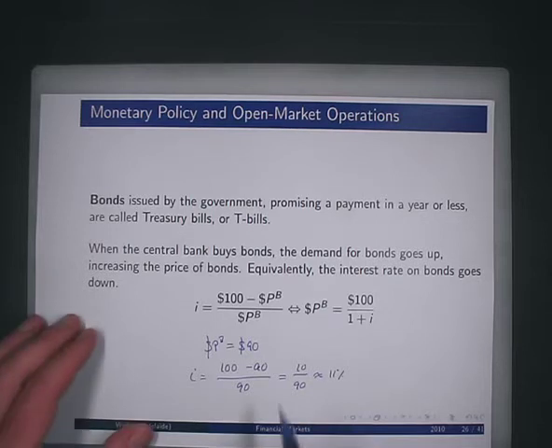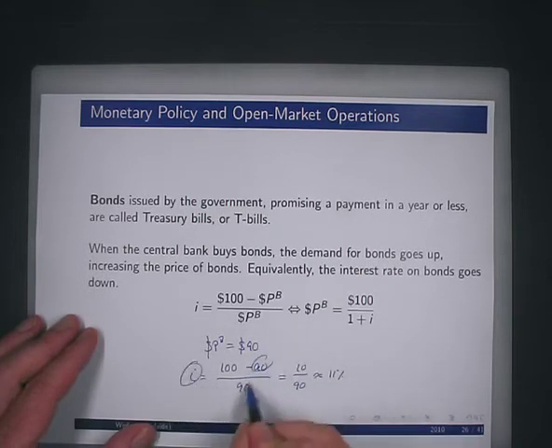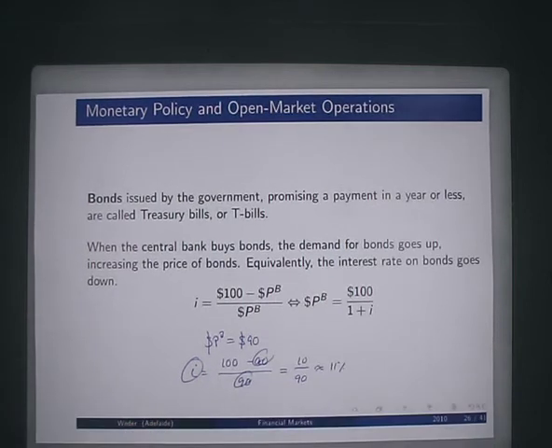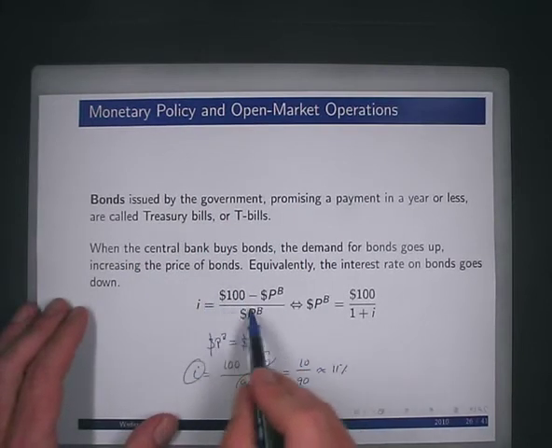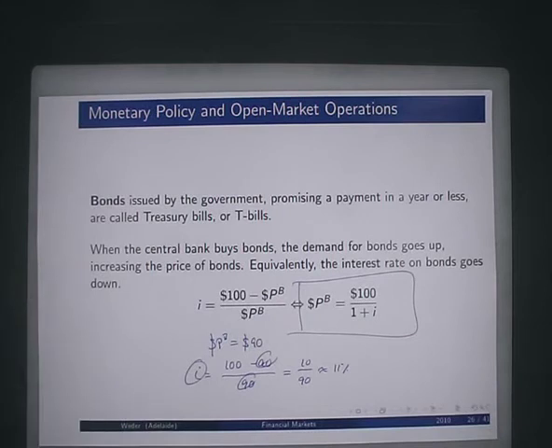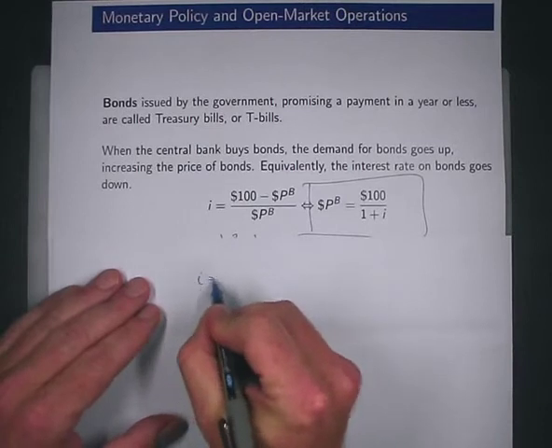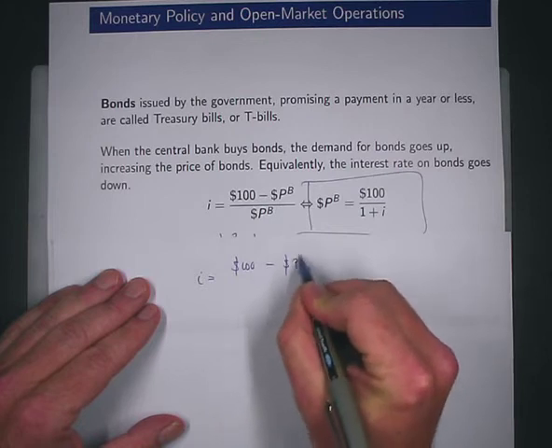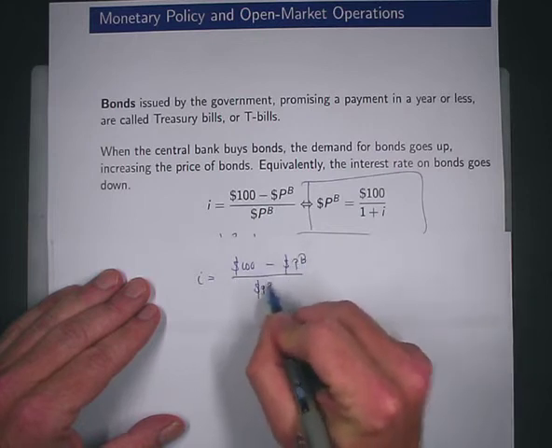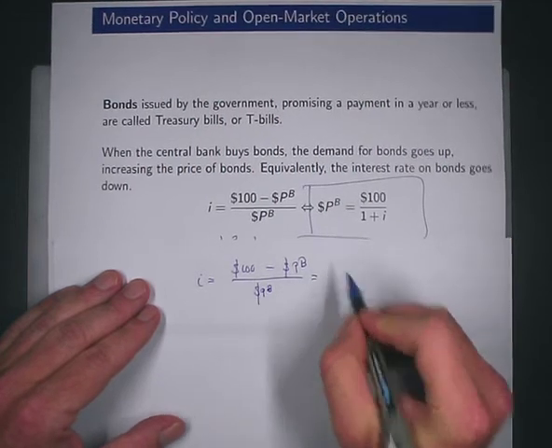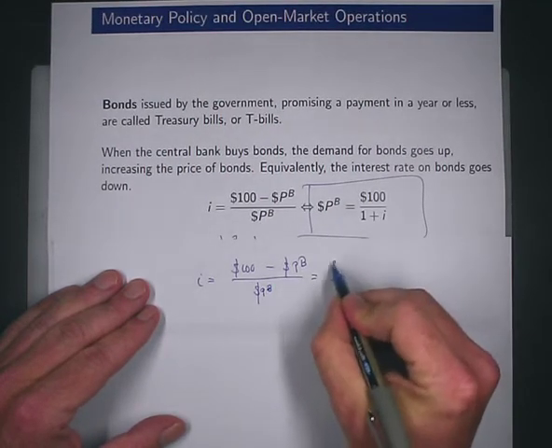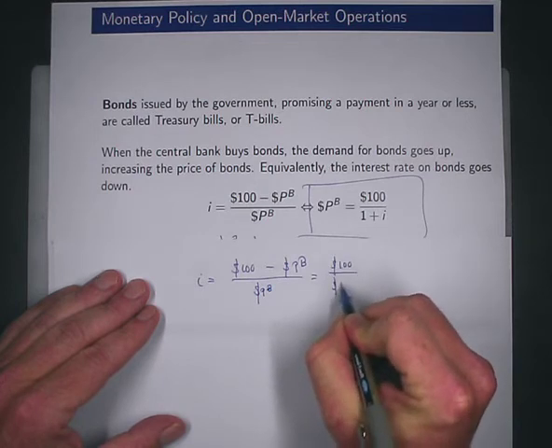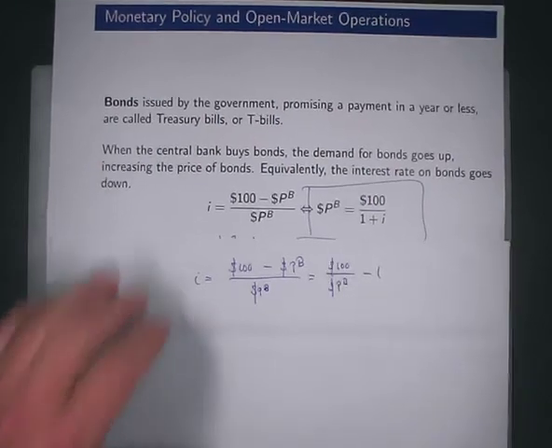Of course, this price of 90, say, or any other price, and the interest rate are connected. And I can rewrite this as follows. If you don't know how I get there, what have I done here? The interest rate is 100 minus PB over PB. Then I have 100 over the price of the bond minus 1.